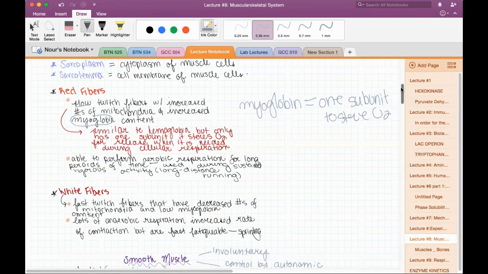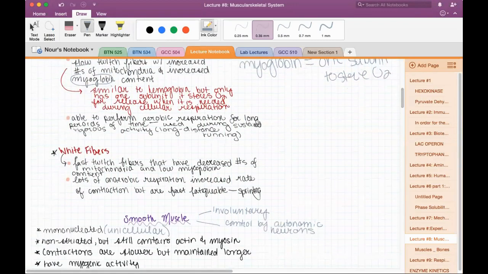Okay, white fibers are fast twitch fibers that have a decreased number of mitochondria and low myoglobin content. So basically it's the opposite. It's white, it has less red, less oxygenation, so low myoglobin content and a lower number of mitochondria, less cells needed to utilize the oxygen. And it goes through anaerobic respiration, so it has an increased rate of contraction, but you can fatigue very fast, like sprinting.